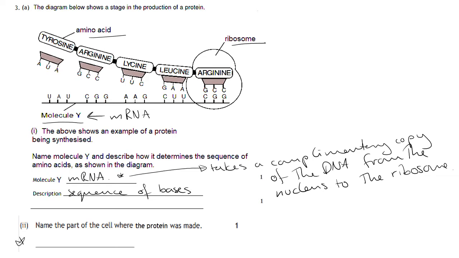Look at part 2 down at the bottom. Name the part of the cell where the protein was made. Ribosome, site of protein synthesis.